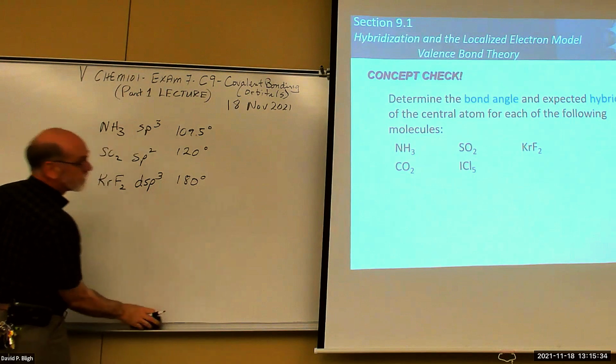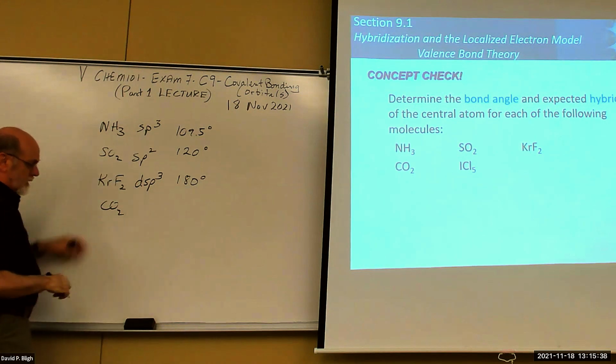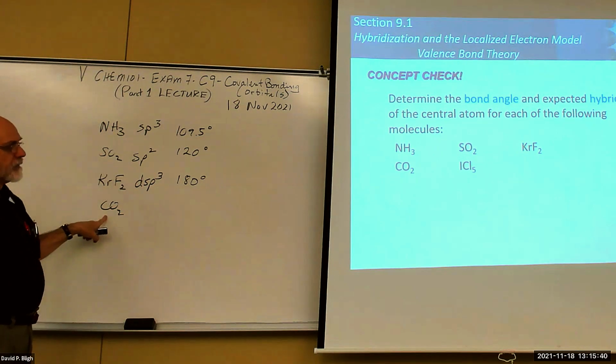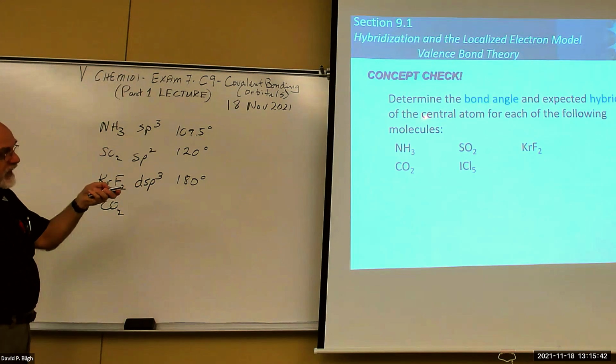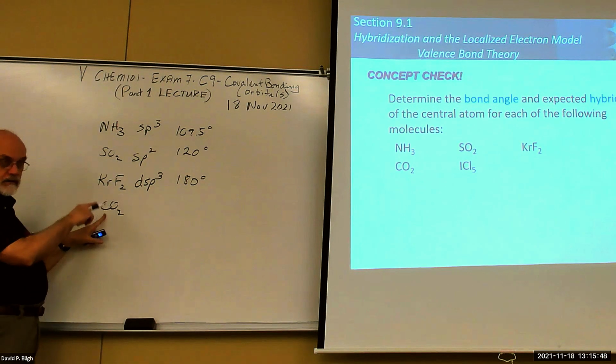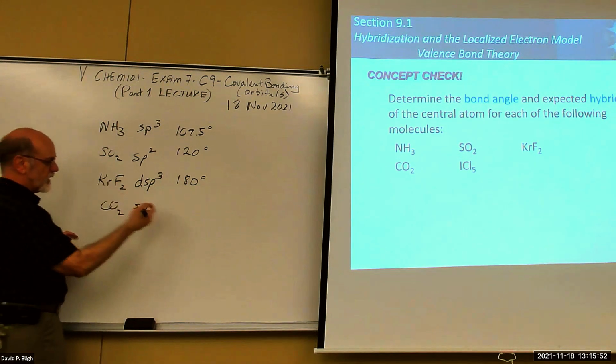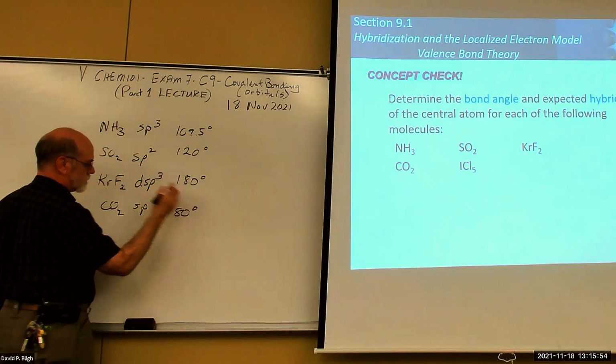Okay, got that one done. How about carbon dioxide? We've done that one already. So this carbon, yeah, they do specify that you put the hybridization on the central atom. So the central atom, since this is linear, has to be sp hybridized, and the bond angle is 180 degrees.